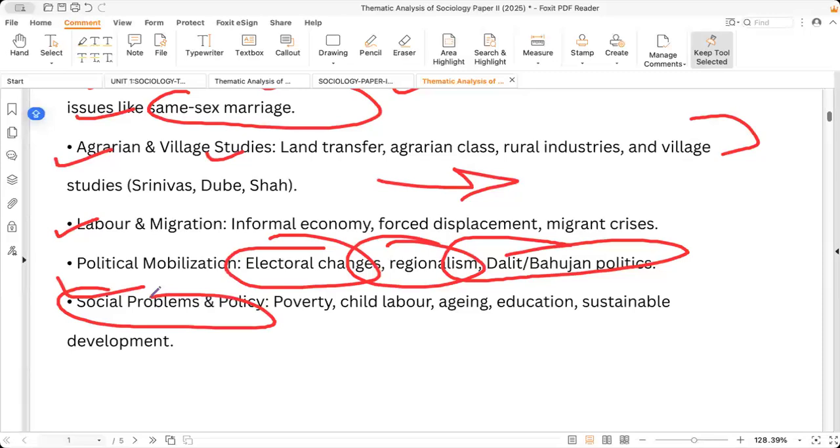These are the only dimensions which UPSC can ask. They cannot ask something out of the blue. What is happening in the society, what you and I are witnessing, that is only what will be asked by UPSC. Nothing will fall from the stars that they will ask something out of the blue.